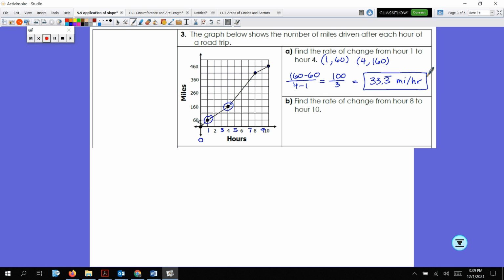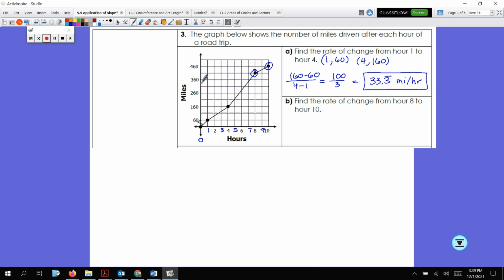All right, B says find the rate of change between hour 8 to hour 10. Well, let's go ahead and get rid of these. We're not using those points anymore. Now we're going to circle hour 8, which is right here, and hour 10, right there. Those ordered pairs. Okay, also, we have a gap here. We don't know what this is. How would we figure that out?